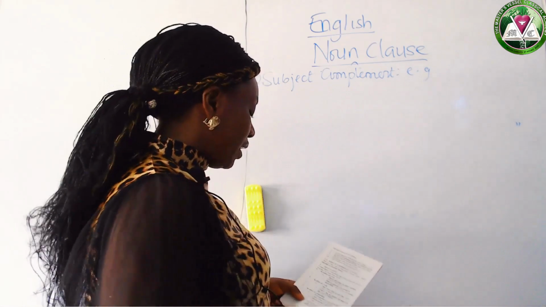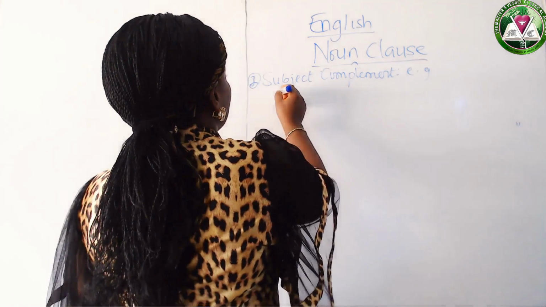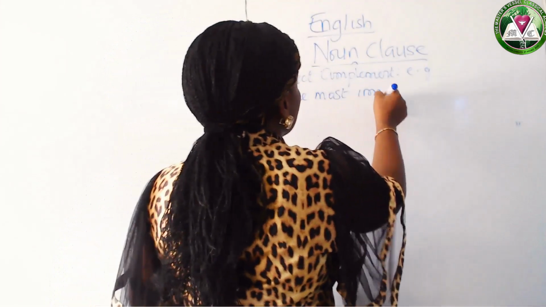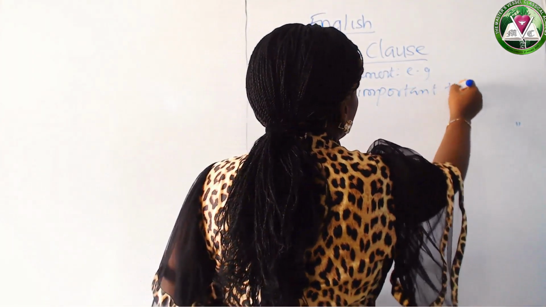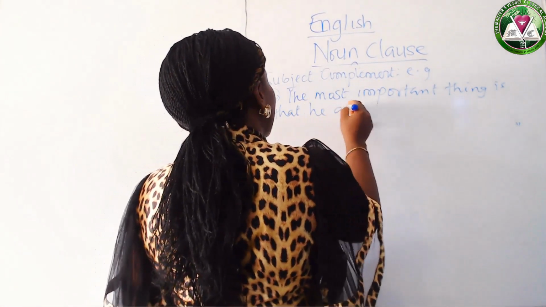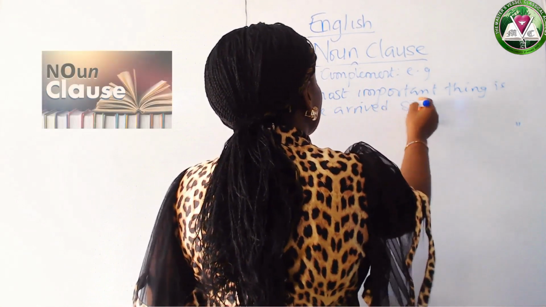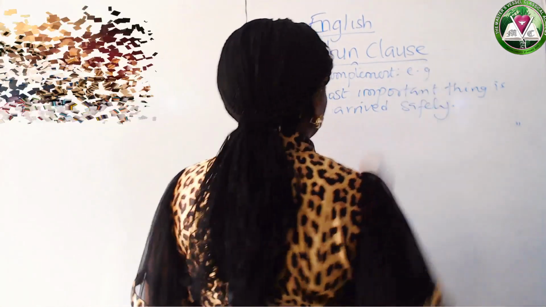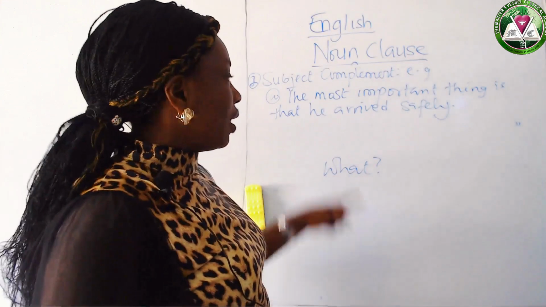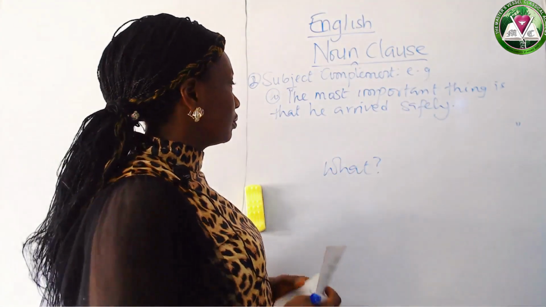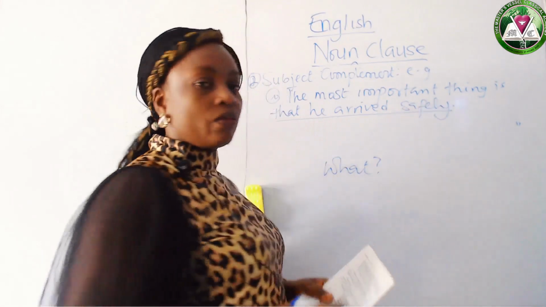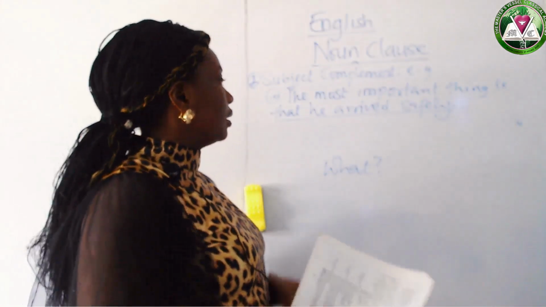The most important thing is that he arrived safely. Okay. Now let's ask our question, what is the most important thing? The most important thing is that he arrived safely. Okay, that gives us the noun clause there.